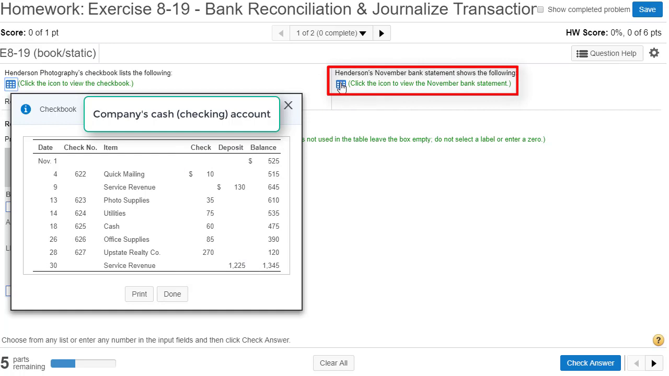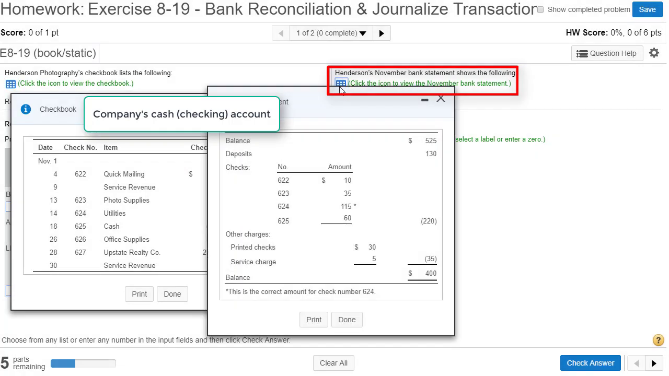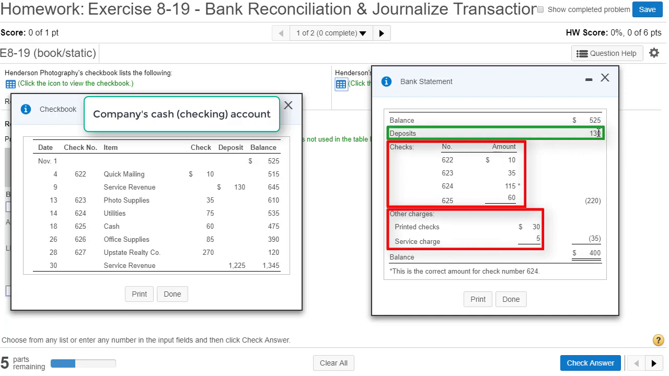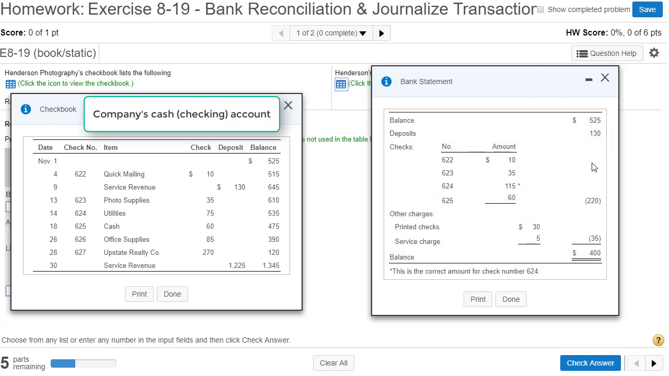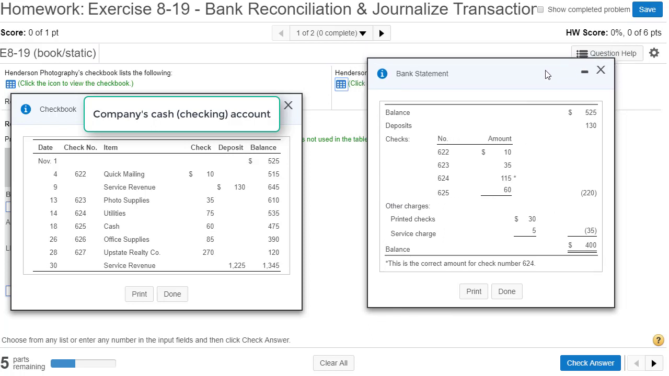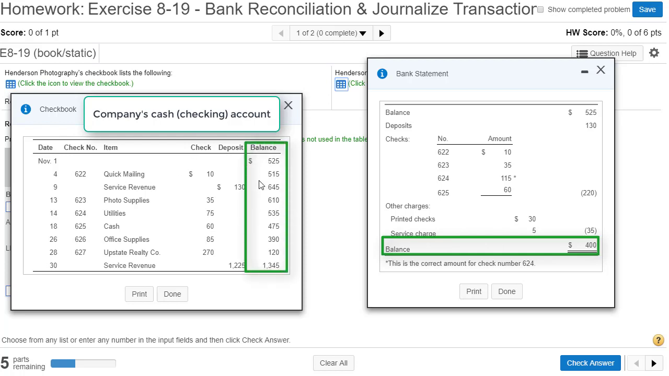Over here, Henderson's November bank statement shows up. So here's our bank statement. The bank statement shows some checks, so these are deductions, and some other deductions, and it shows one deposit, $130. Now check this out. How much does the bank statement say we have at the end of the month? It says we have $400. How much does our checkbook say we have at the end of the month? Well, here's our balance column. The end of the month is November 30th, 1345. So which number is right, 1345 or 400?